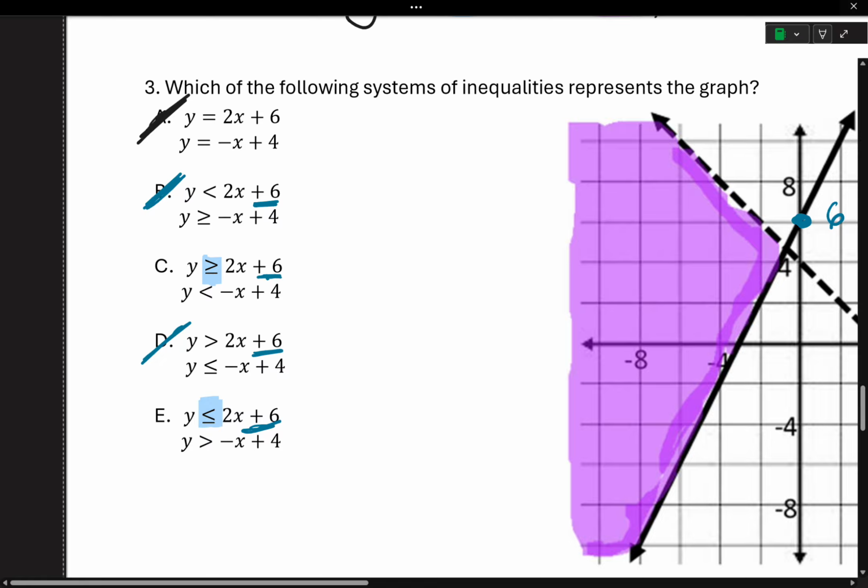It looks like we are shading. Where's the shading? Is the shading above the line? Yeah, it looks like it. It is above it. So it's greater than. Where do we have it? Letter C. Fantastic. Easy peasy.